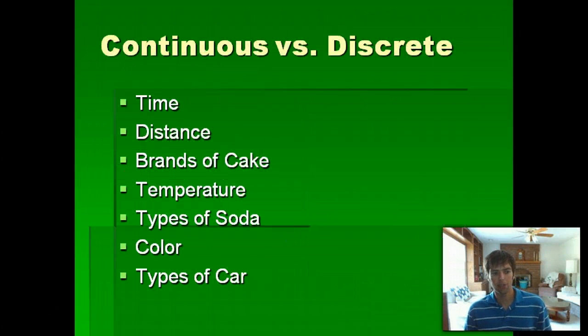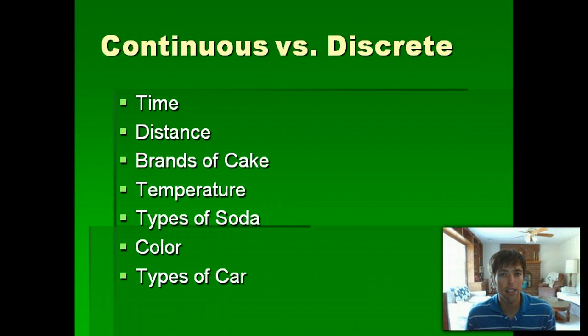Now let's do some examples. We've got time, distance, brands of cake, temperature, types of soda, color, and types of car. What we're going to do is, I'm going to say one, I'm going to pause for 2 seconds, as I want you to try to guess whether it's continuous or discrete, and then I'm going to tell you the answer. You can review this part of the video as many times as you want to practice for your upcoming quiz. So let's start with time. What do you think? Continuous or discrete?